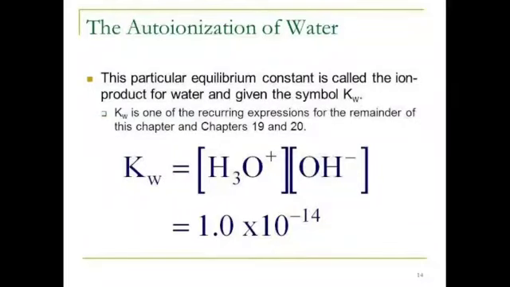Thus at 298 Kelvin, this concentration is found to be 1.0 into 10 raised to minus 7 mole per liter. Hence we write Kw is equal to, in bracket, 1.0 into 10 raised to minus 7 into 1.0 into 10 raised to minus 7. Hence the value of Kw is equal to 1.0 into 10 raised to minus 14.